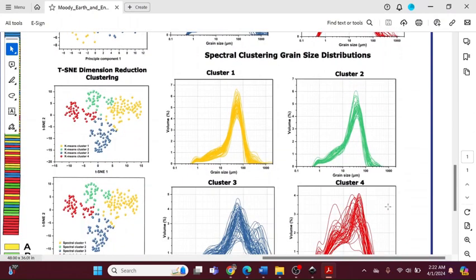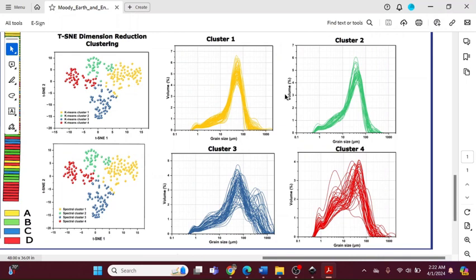However, with our spectral clustering grain size distributions, cluster 1 and cluster 2 are both determined as type A distributions and are very similar to one another. The spectral clustering here didn't do as good of a job at picking out these grouping patterns, and cluster 3 and cluster 4 are the same.